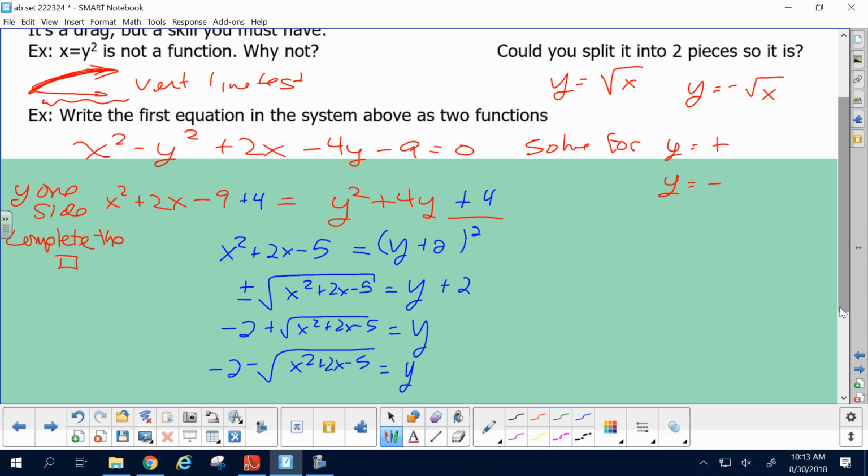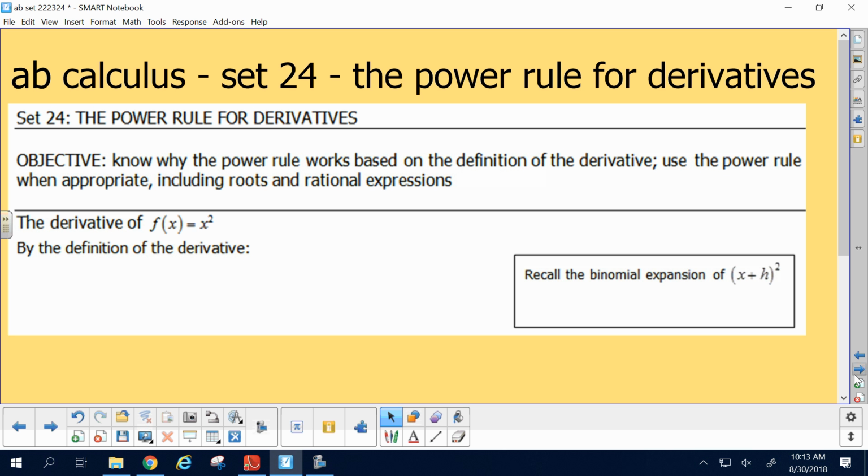Okay? If you were to graph that, you would find that the top one is the top half of the hyperbola, and the other one is the bottom half of the hyperbola. That would allow you to put them into your calculator. If you had an 84, you'd have to do all that to get it into function form.